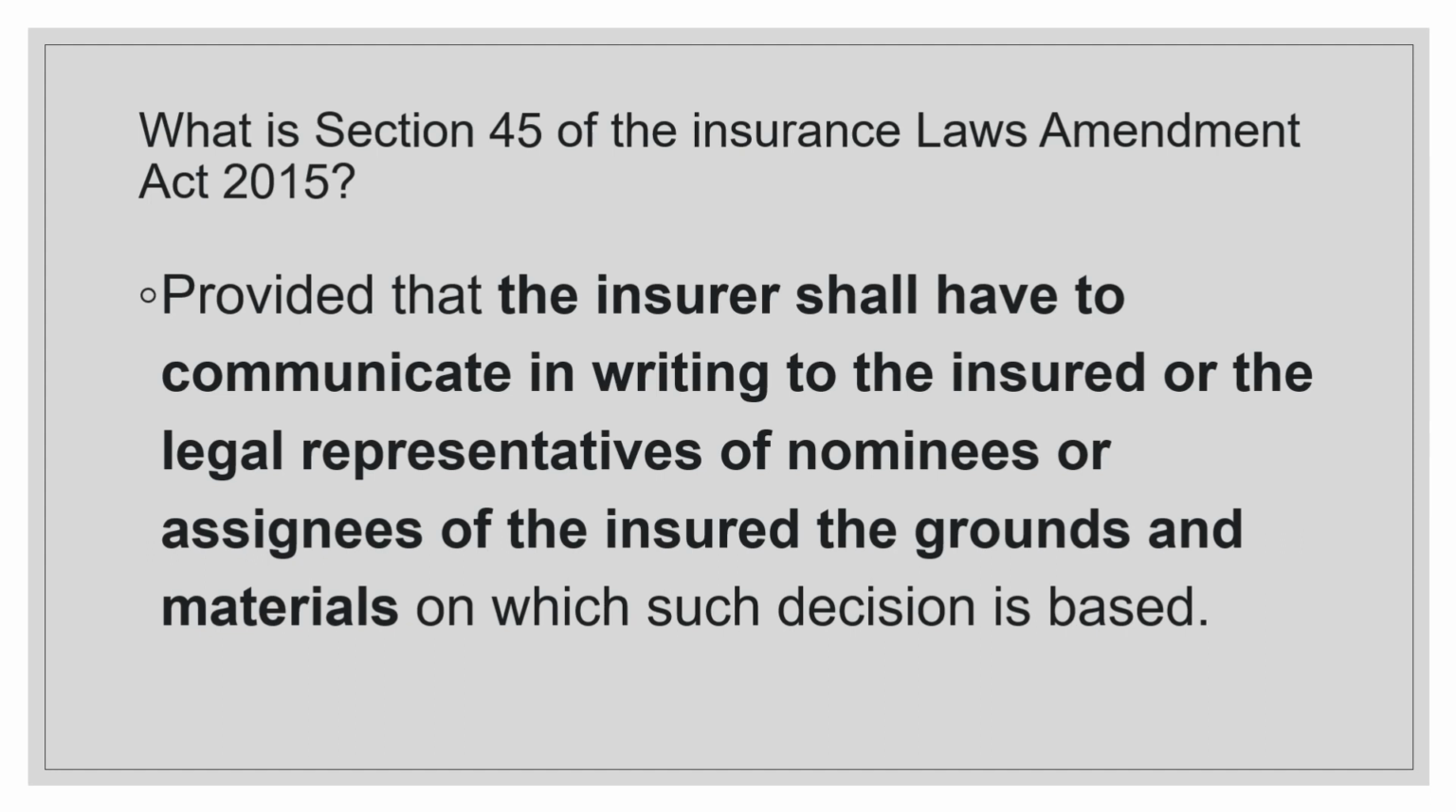What is Section 45 of the Insurance Laws Amendment Act 2015? Provided that the insurer shall have to communicate in writing to the insured or the legal representatives of nominees or assignees of the insured the grounds and materials on which such decision is based.